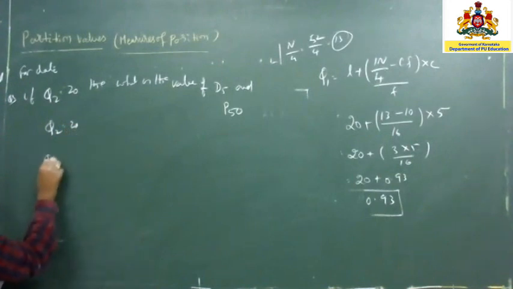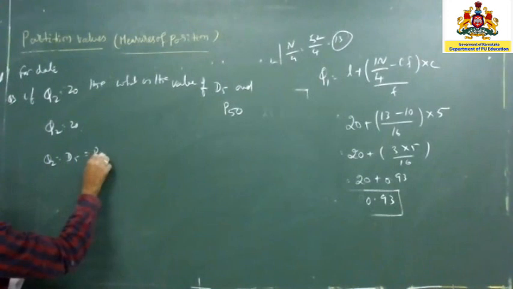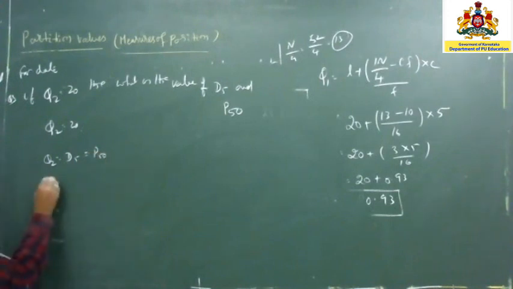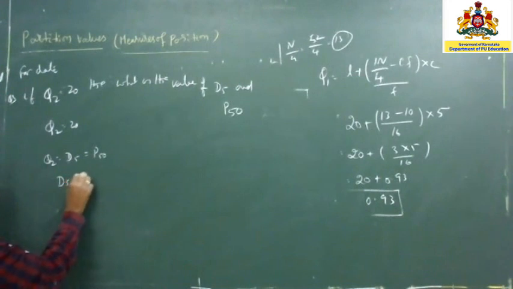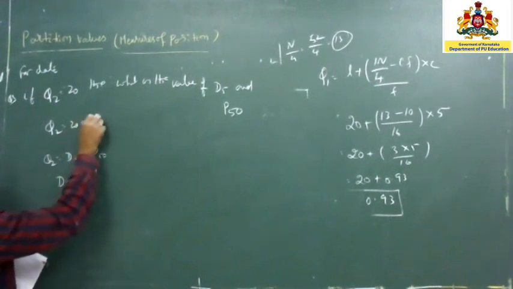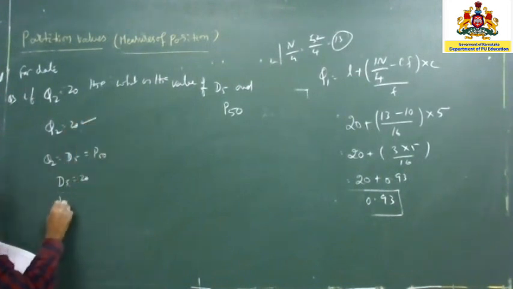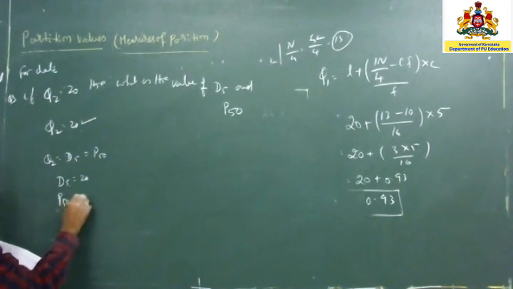When this question is given, q2 is equal to 20, then we know the formula: q2 is equal to d5 is equal to p50, all the values are the same. It means q2 is 20 as given, d5 is also 20, and p50 is also 20. This is the way you have to write it up.